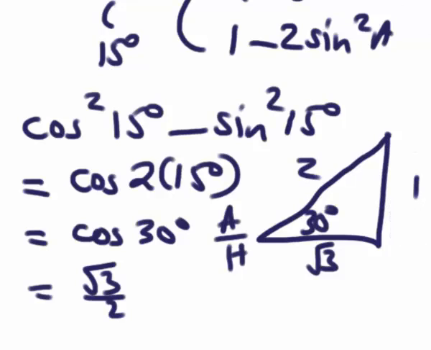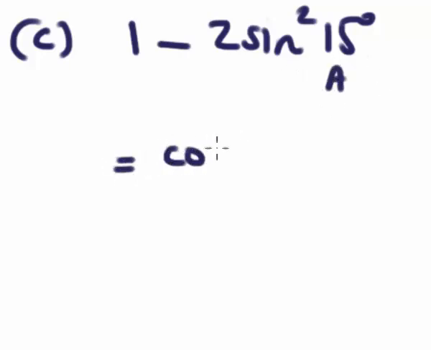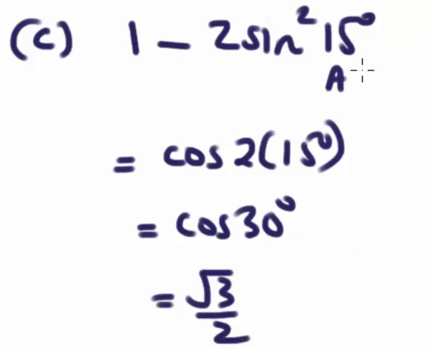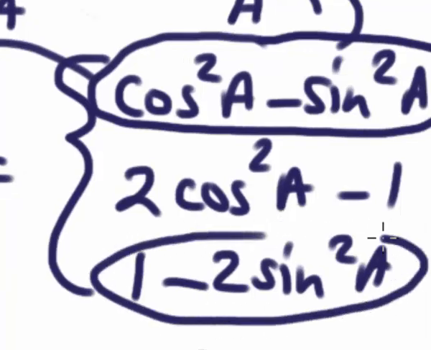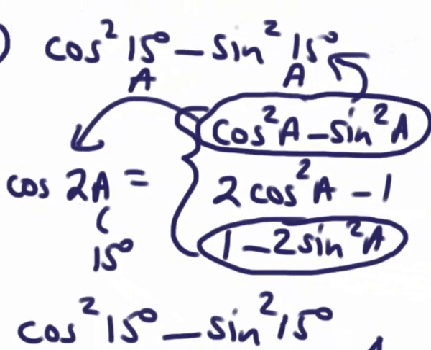What about the other formulas? Let's see if we've got number C. Okay, what about 1 minus 2 sine squared 15? Okay, this, well, easy. This looks like that's A there. I think this is going to be cos 2 times 15 again, which is cos 30, which is root 3 over 2. Let's just check that. How did we get that? 1 minus 2 sine squared A. Look here. 1 minus 2 sine squared A gives you cos 2A. There's 3 of them that you can possibly use.